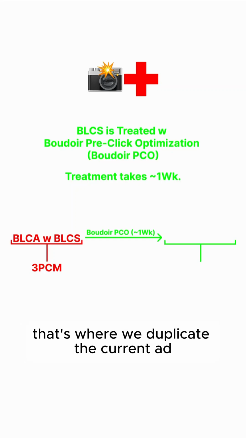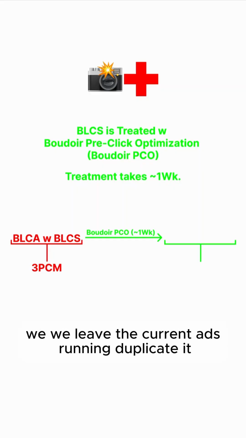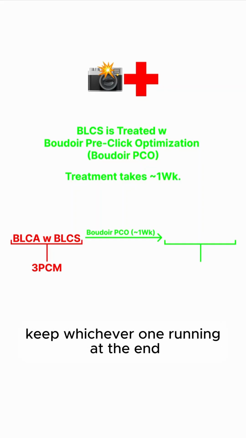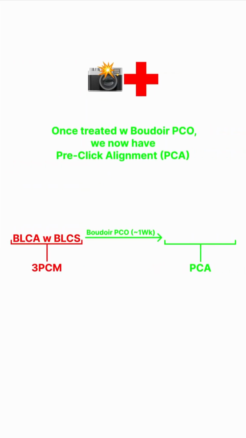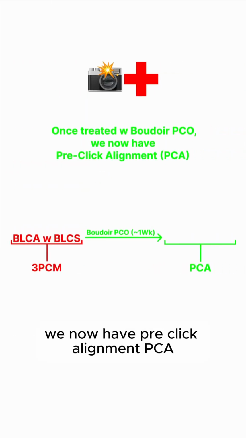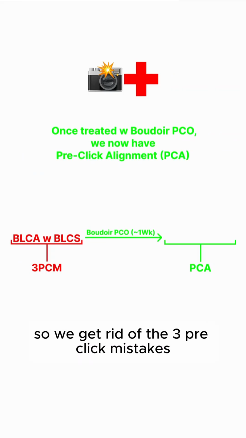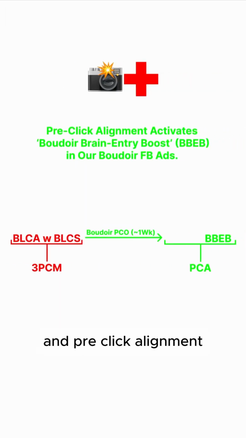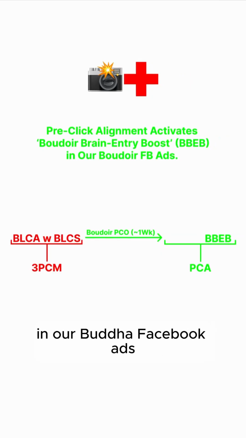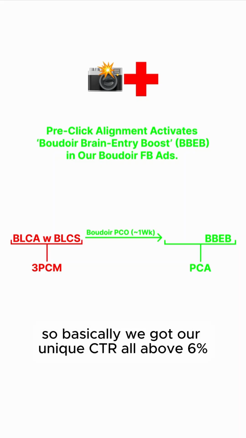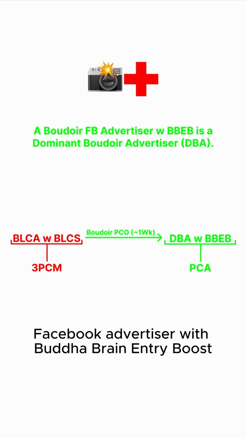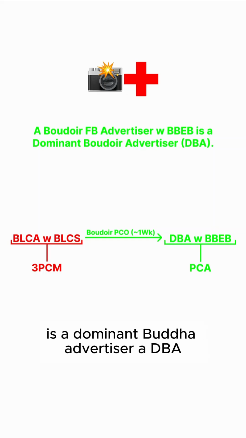And that's where we duplicate the current ad. We leave the current ad running, duplicate it, we treat the duplicated ad, run them in parallel, keep whichever one is running at the end has the better metrics. Now, once treated with Boudoir Pico, we now have pre-click alignment, PCA. So we get rid of the three pre-click mistakes, we achieve pre-click alignment. And pre-click alignment activates Boudoir brain entry boost in our Boudoir Facebook ads. So basically, we got our unique CTR all above 6%. And a Boudoir Facebook advertiser with Boudoir brain entry boost is a dominant Boudoir advertiser, a DBA.